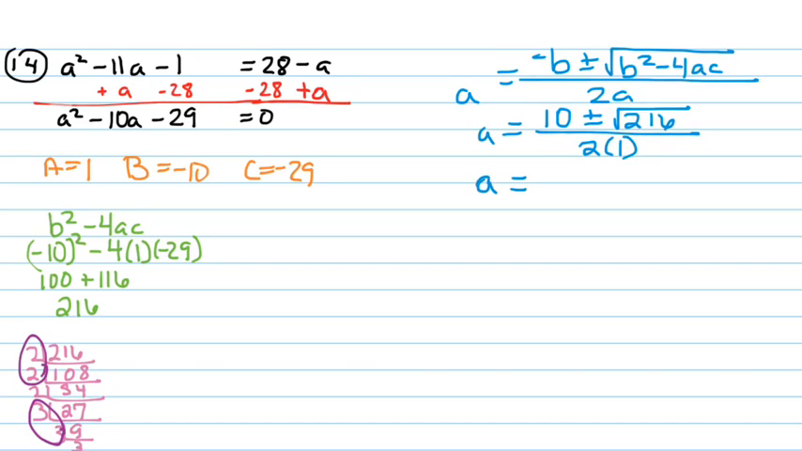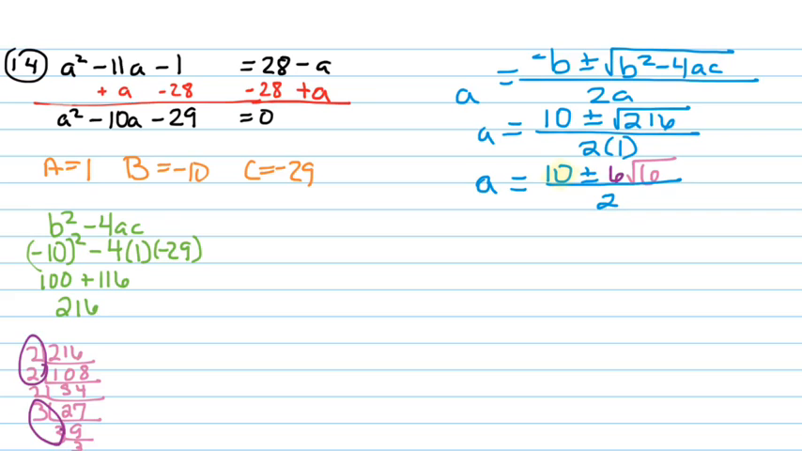And so the variable I'm solving for, which is a, is equal to 10 plus or minus. I had a 6 that came out because 2 times 3 came out, and a 6 that got left behind. All divided by 2.